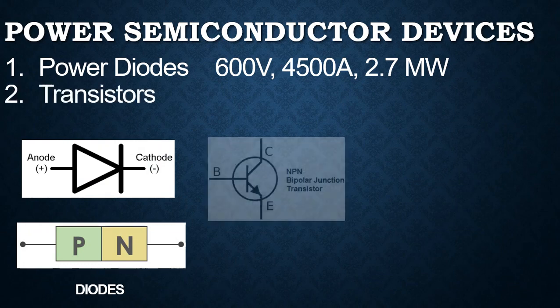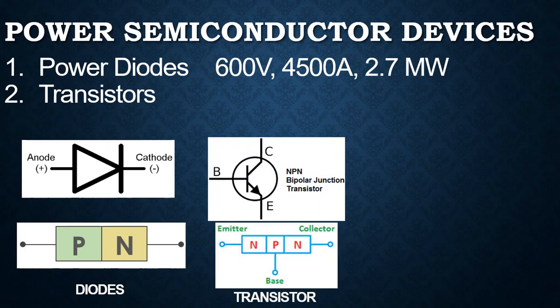Next is transistor. Transistor consists of three layers of semiconductor material. It has three terminals, base, collector, and emitter. Transistor is a device that regulates current or voltage flow and acts as a switch and amplifier.